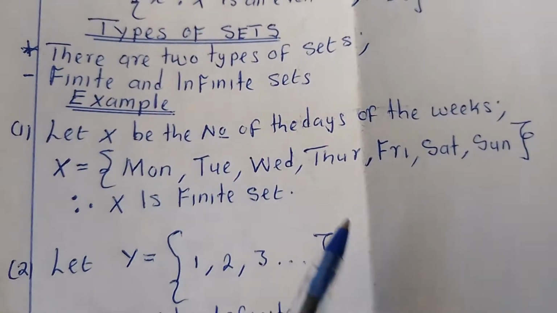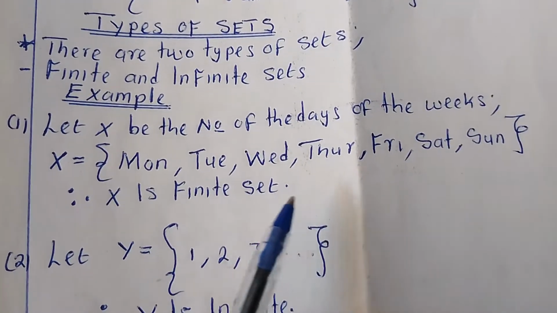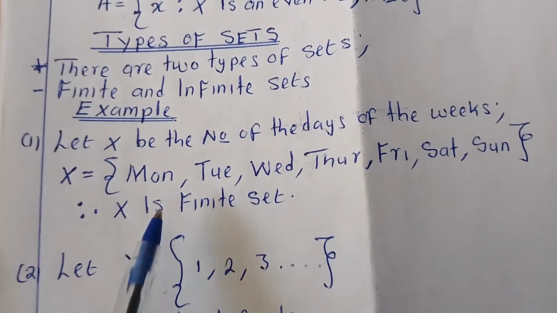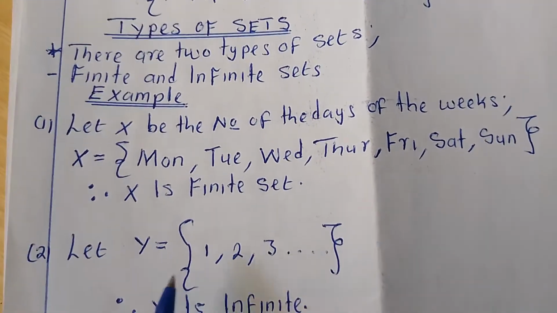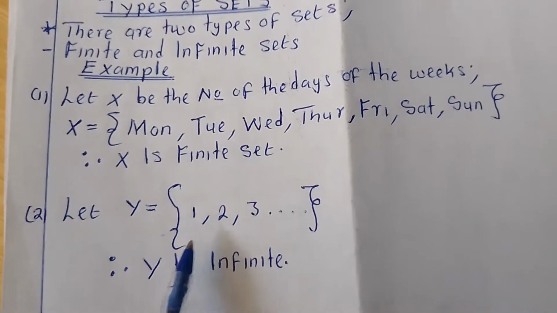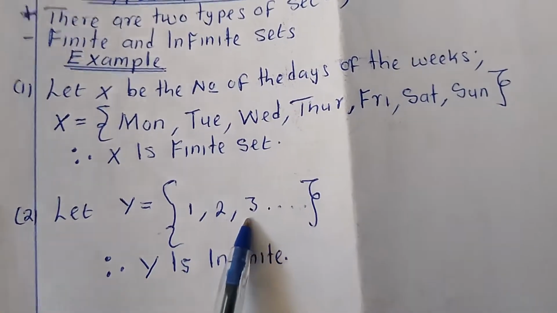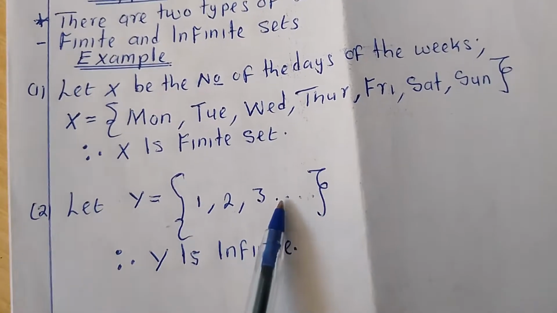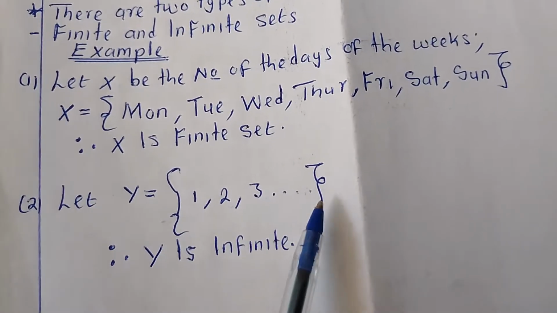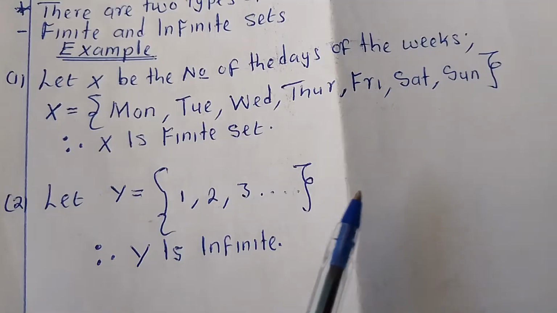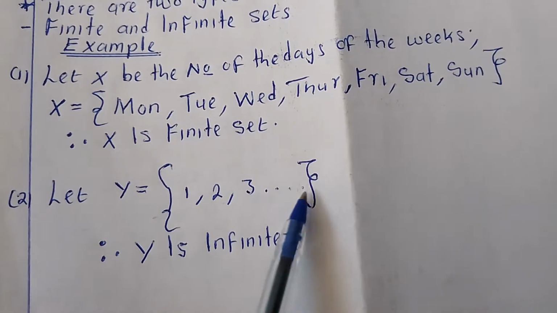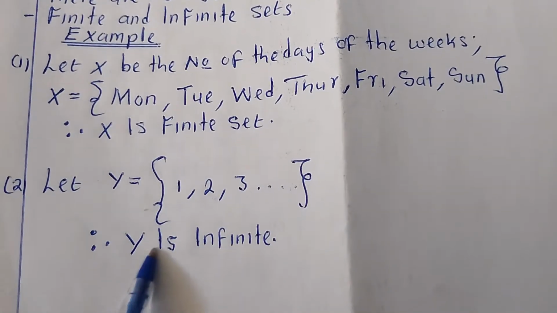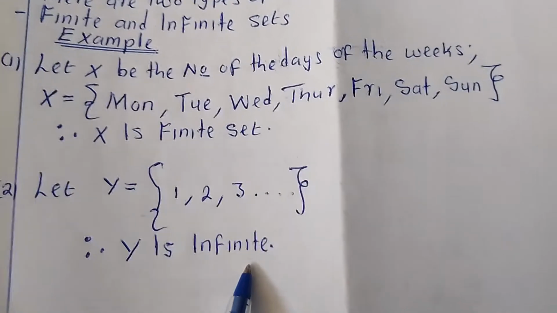So these are countable. You are able to count them. Therefore, we say that this set is simply finite. So we say that X is a finite set. Now, let Y be equal to this set. This is a set of some values. We all know that numbers have no ending, so we can put the dots to show that this can be continuous. It can go up to somewhere where we don't know. What type of set is this? This type of set is what we call an infinite set.